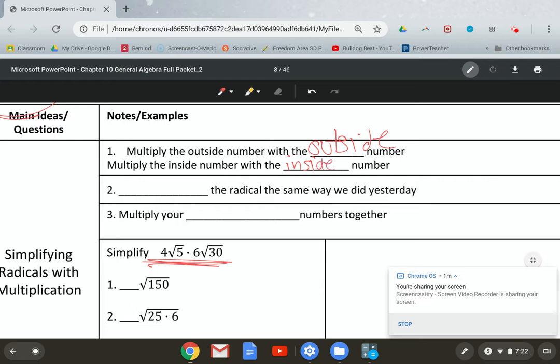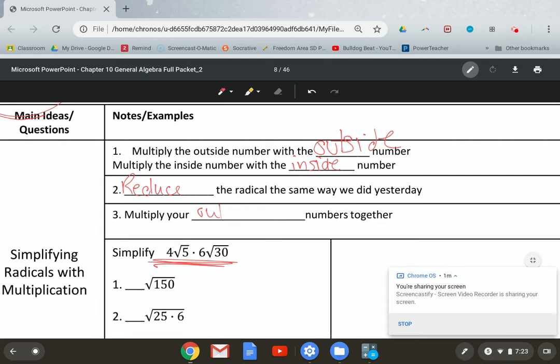Number 2, you are going to reduce the radical the same way we've done in the past two lessons. And then you are going to multiply your outside numbers together, and you're going to multiply your outside numbers together. Okay, outside, because we're already going to take care of the inside. So let's take a look at the first example.